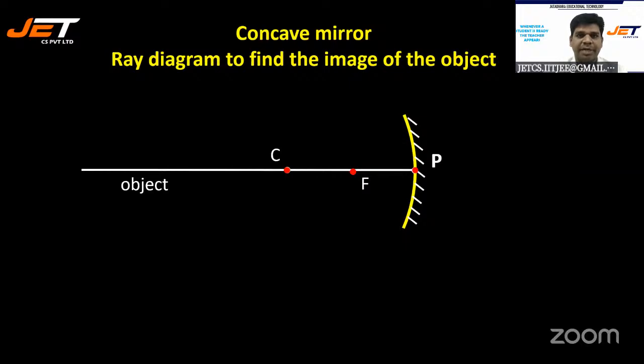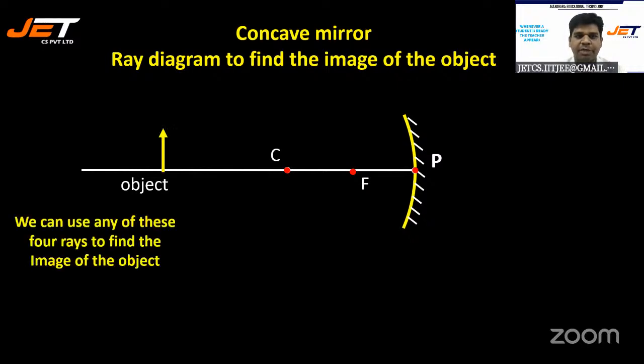All right. Let's look at the ray diagrams to find the image of an object. In front of a concave mirror, an object is given, and we need to find where the image will be. How do we find it? Let's look at that. I've got an object here. We can use any of the four rays we have discussed a while ago to trace the image.